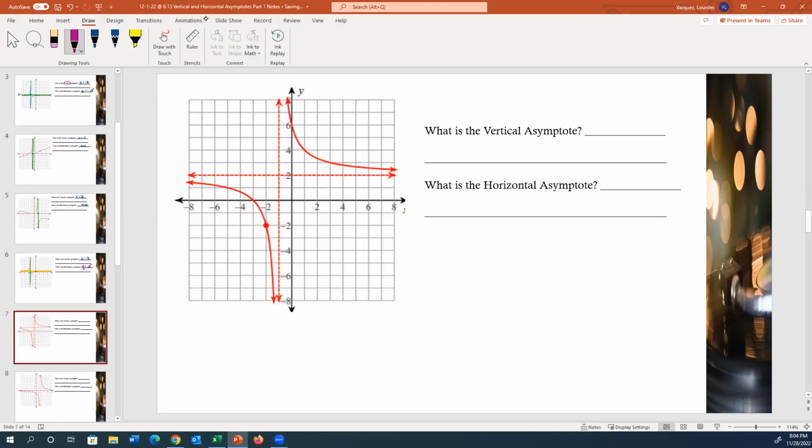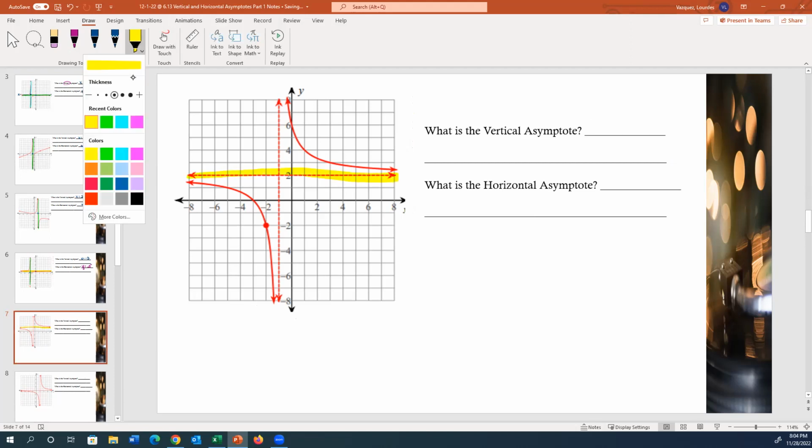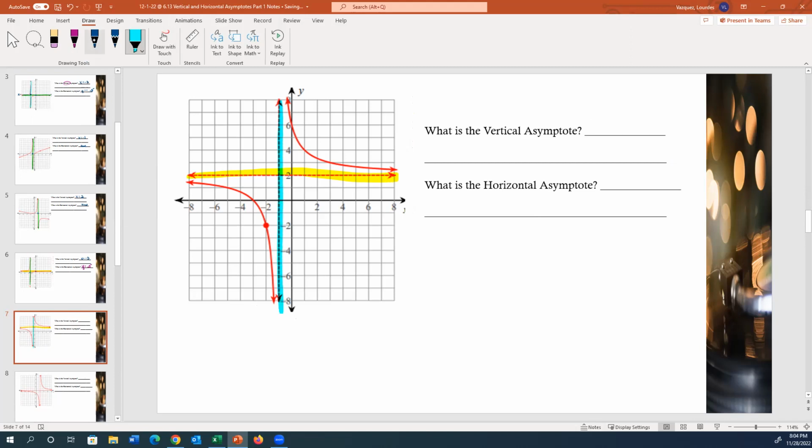Here we are. Again, we have two sets right here. We have the vertical, which is our x. And that one touches here at -1. So x equals -1. And the horizontal crosses our y here at 2. So y equals 2.